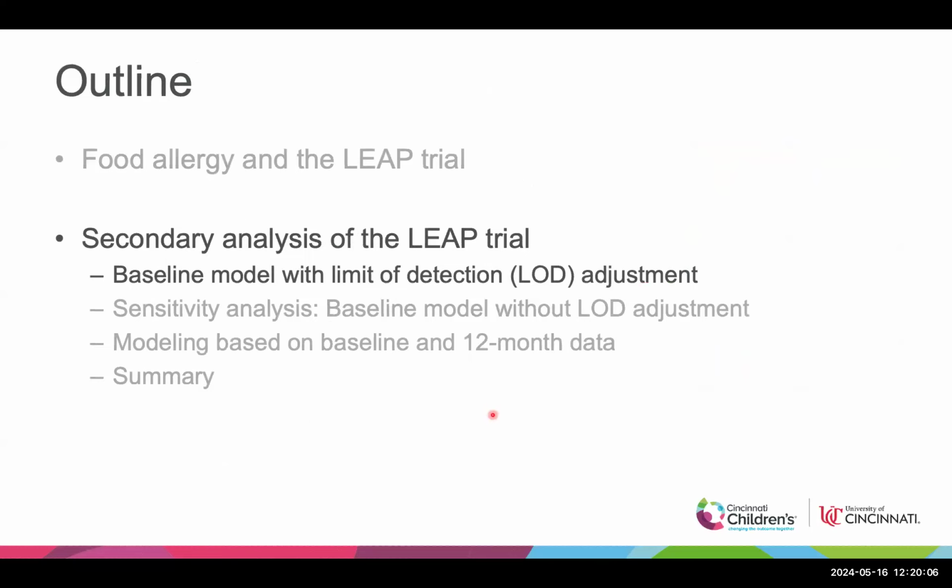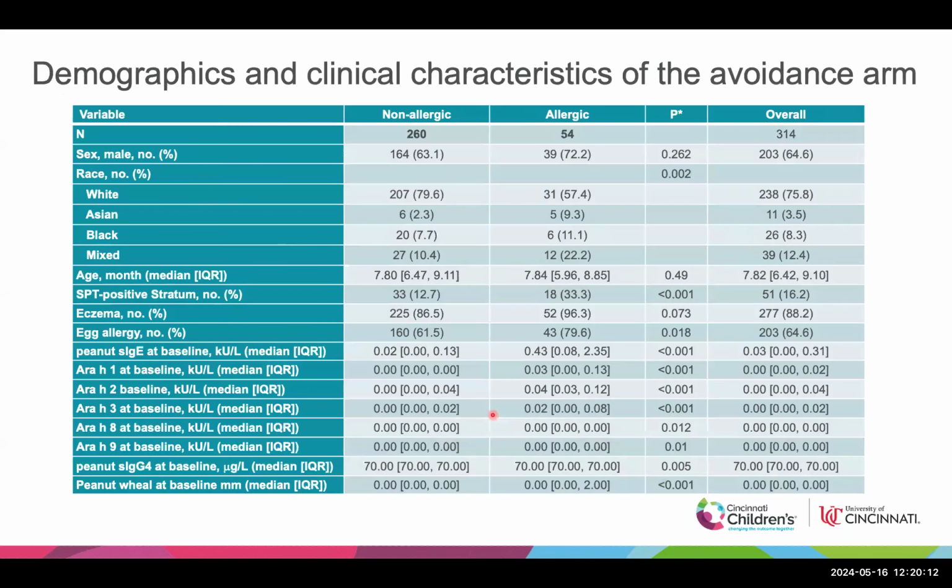And let's now get into our actual first model, the baseline model with limit of detection adjustment. I will not talk about all of these. I put in the whole demographics table of the avoidance arm, so the infants that do not eat peanut. The main thing I want to highlight is there were 314 infants in this arm, and only, in quotes, 54 of them developed an allergy, and 260 did not develop it or had no allergy at 60 months of age. So this is important to keep in mind.